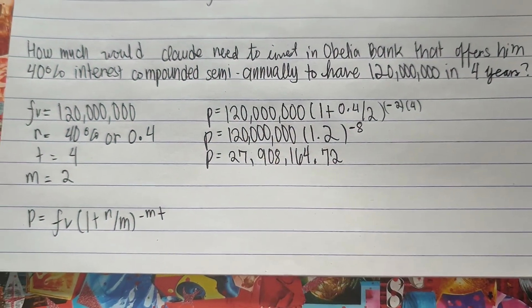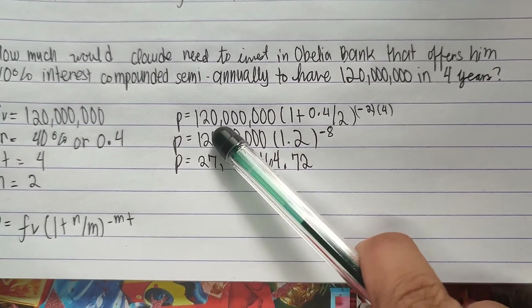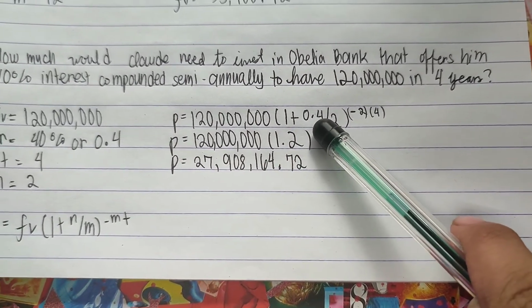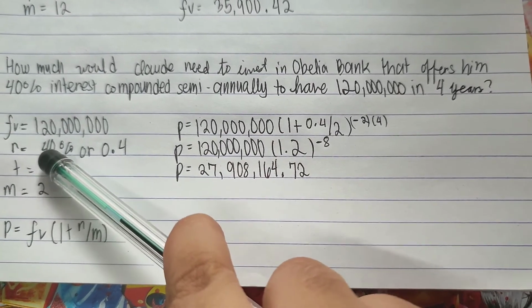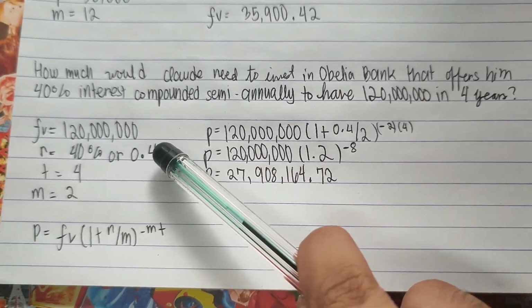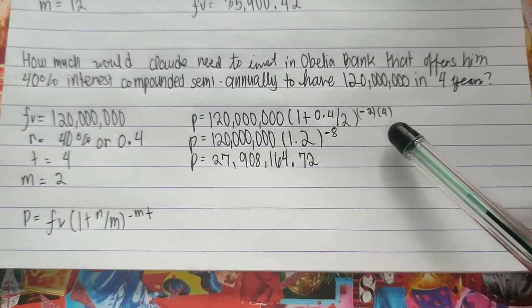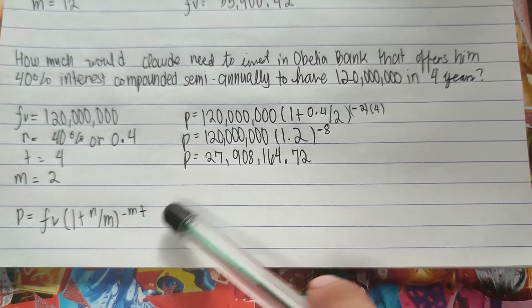So I will now be revealing the final activity's answer. This is the formula that we use. 120 million is the future value, rate is 0.4. Since we made it into decimal, 40% divided by 100 is 0.4. And m is 2. Don't forget the negative, so negative 2 times time 4.